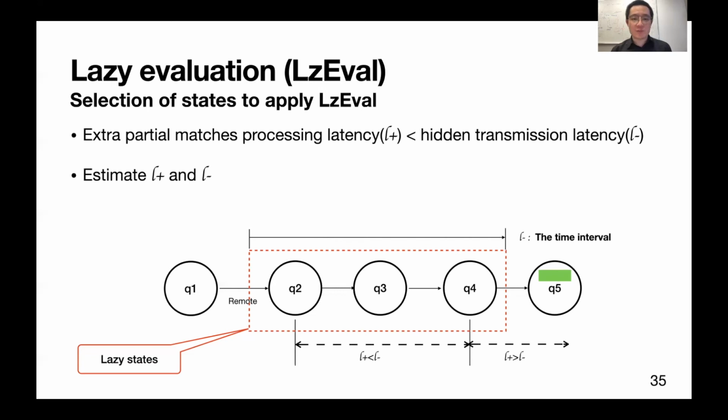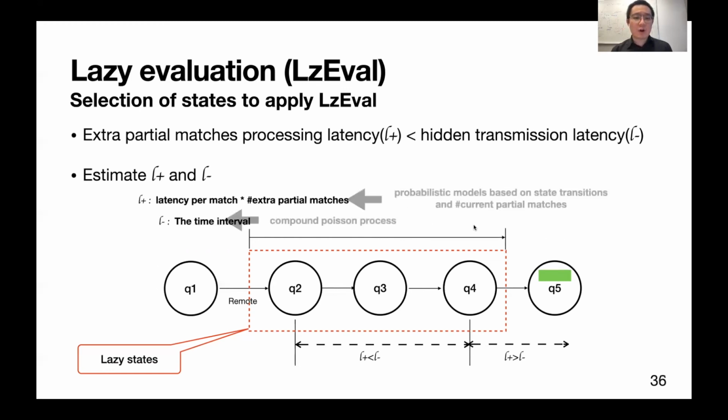And the extra partial match processing latency L plus is a latency per match multiplied by the number of extra partial matches during this time interval. The number of extra partial matches can be estimated by a probabilistic model based on the state transitions and the number of current partial matches. And the time interval of IO minus can be estimated again by a compound Poisson process, that is the inter-arrival time of the partial match involvement from Q2 to Q4.